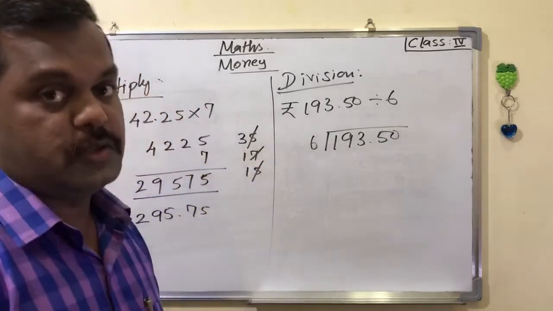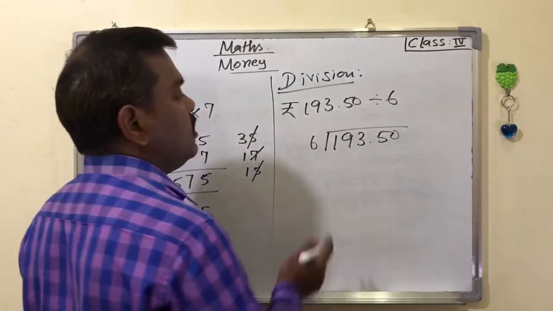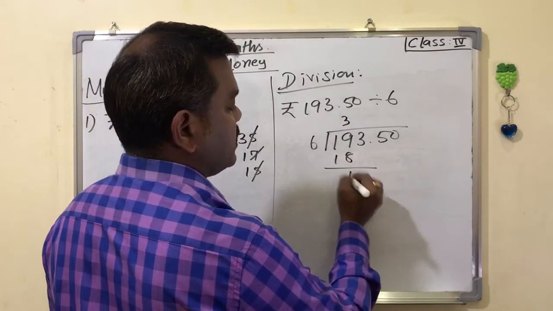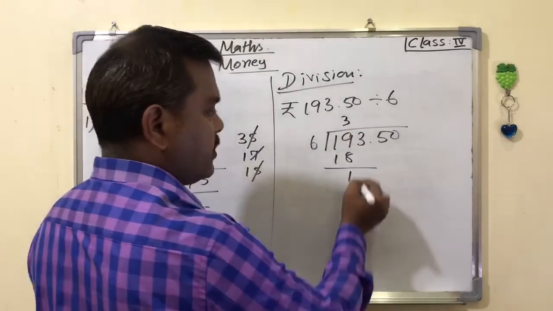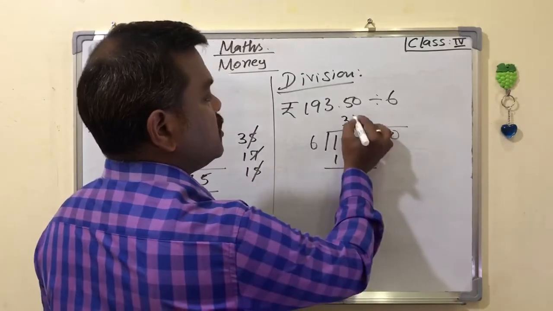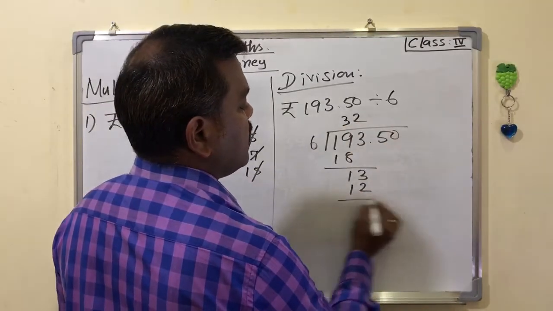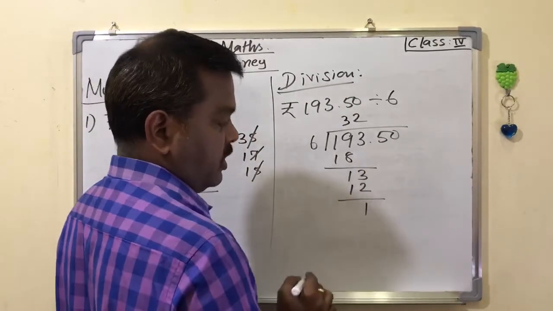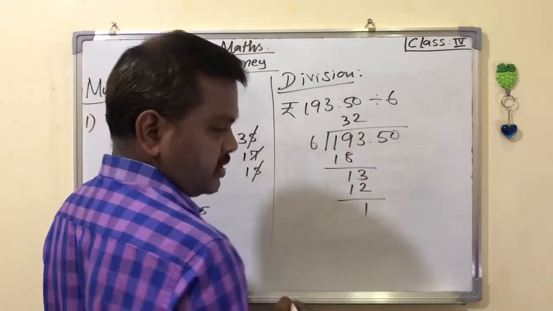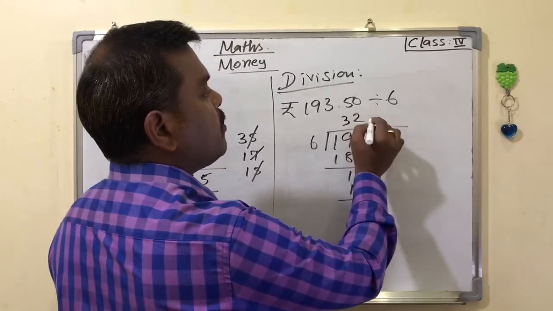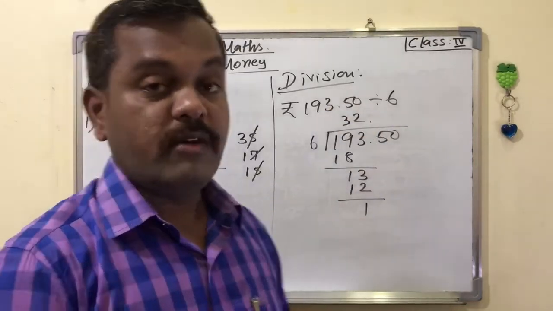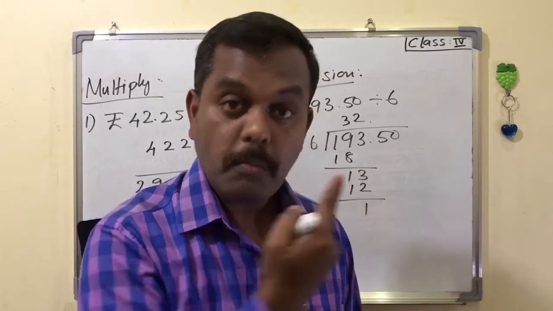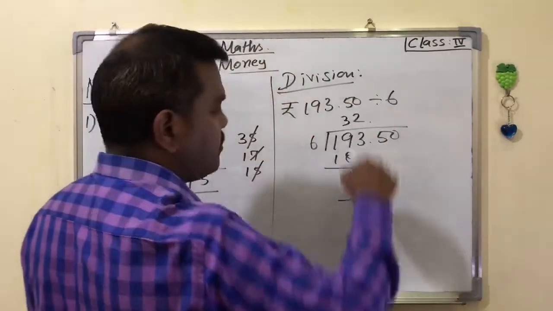Set table, 6 1s are 6, 2 6s are 12, 3 6s are 18. Balance 1. Bring this 3 down, 13. 2 6s are 12. Balance 1. Okay, bring this 5 down. Before bringing this 5 down, we are crossing the whole number division. So you have to put one point in the quotient. Whenever we are crossing whole number division, you have to put one point in the quotient. Okay, then bring this down.